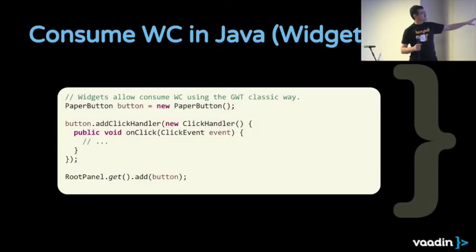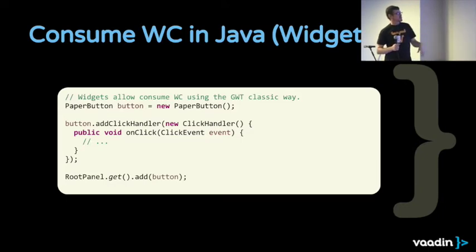It's the traditional way in GWT. Is paper button, is a widget, new paper button, and then you have a click handler. So we are creating click handler or event handler for all the events in the Polymer library, and then you add it in the traditional way.